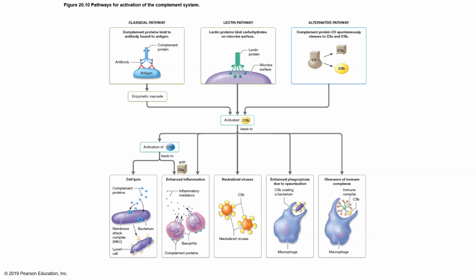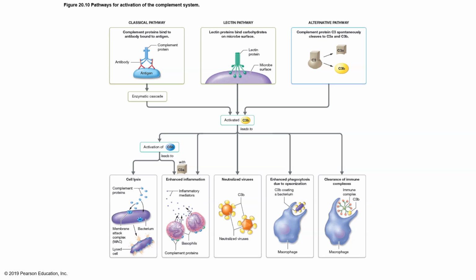Second function: C3a, with C5b, will also enhance inflammation by activating your basophils. Remember, your basophils contain histamine granules that can degranulate and release inflammatory mediators, and those will also help. Remember, inflammatory mediators like histamine can dilate your blood vessels and make them more permeable, so that the white blood cells can exit.